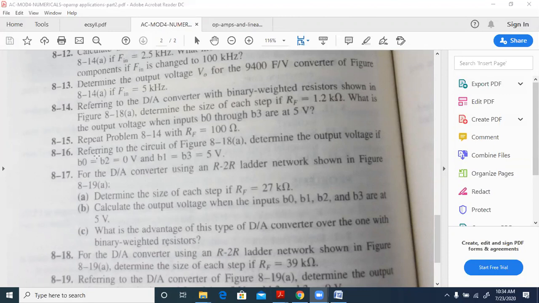Now let us go for 8.16. Referring to the circuit of 8.18a, again same thing, determine the output voltage if B0, B2 are equal to 0 and B1, B3 are equal to 5 volts. So now B3, B2, B1, B0 will be how much in terms of binary? Please write down in the chat. I want it in the binary format, B3, B2, B1, B0.